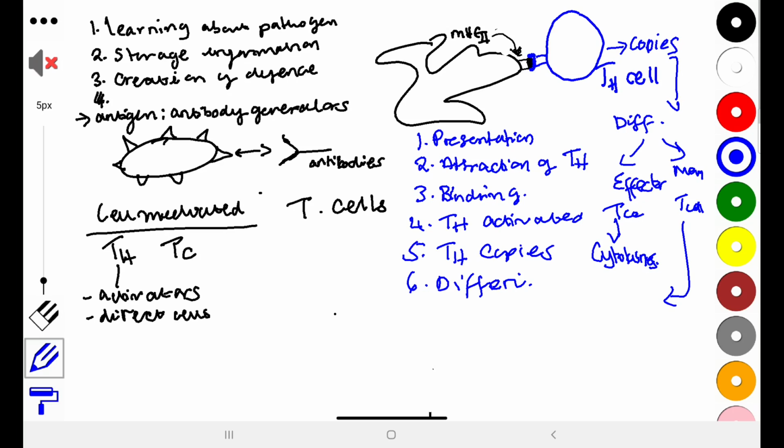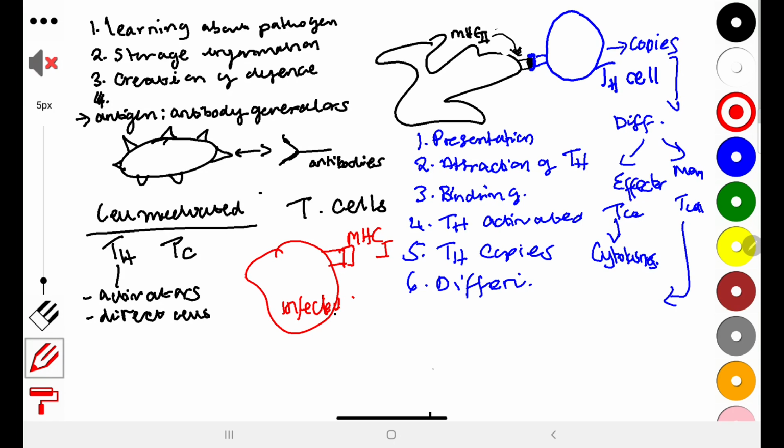Okay, so that is what the T cells do. I'm just going to talk about the cytotoxic T cells a little bit. So the cytotoxic T cells work in this way. When the cells are severely infected, so we have a cell and it's infected severely, we have it presenting an antigen on MHC1.